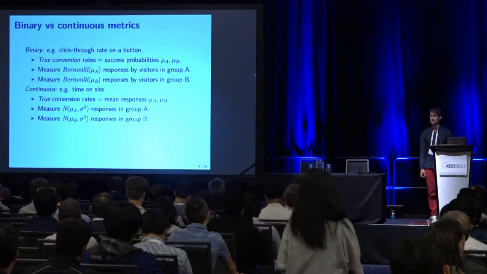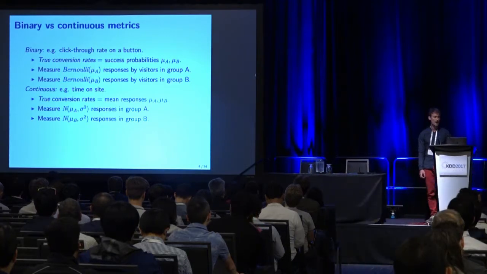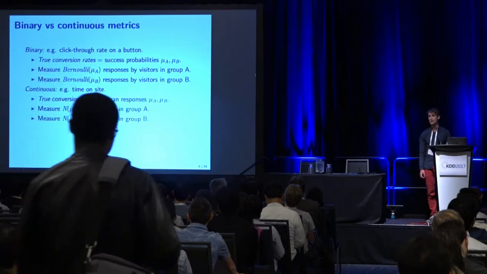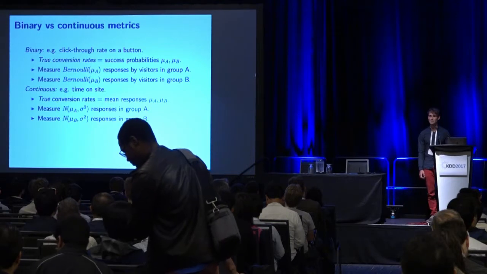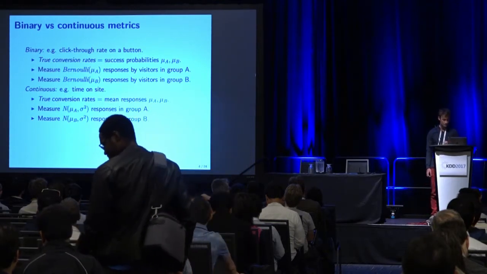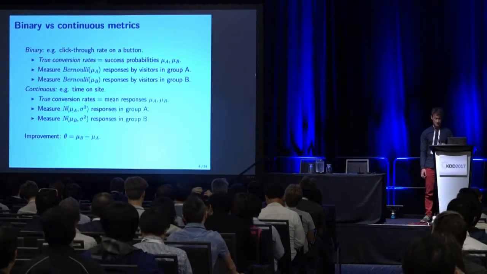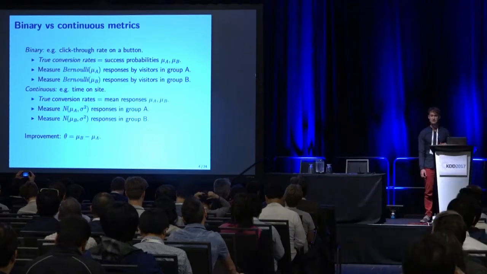And yes, we assume that the two groups have common variance sigma squared. For the sake of this talk, I'm going to treat sigma squared as known, although in practice it's not, and in the paper we have some material on estimating sigma squared. OK, so either way, binary or continuous, the goal is to measure this improvement mu B minus mu A.